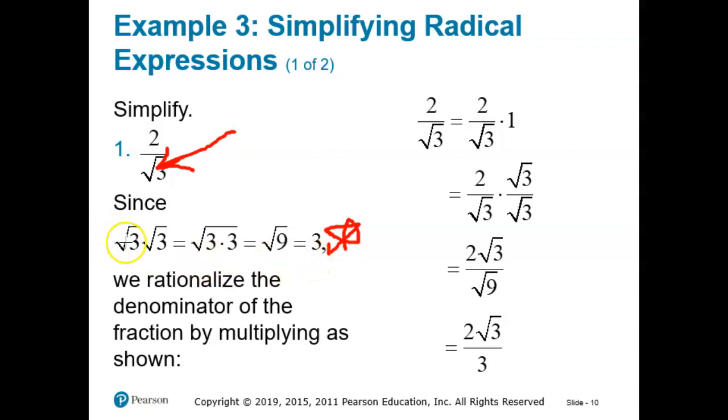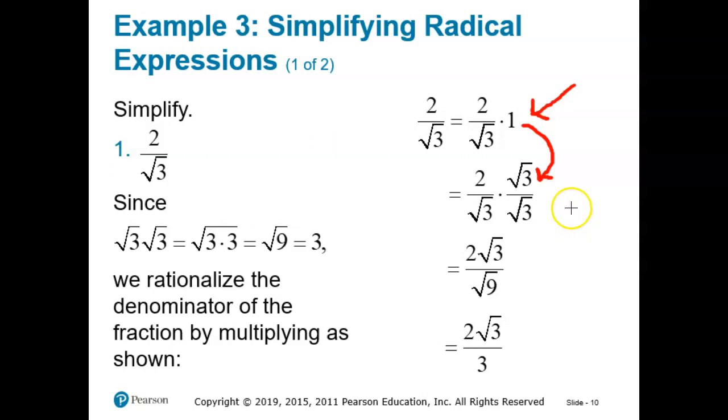So that is always your goal. Multiply the denominator by itself to get rid of the radical sign. So let's go over here. Now, we know that 2 over the square root of 3, we can multiply it by 1 and not change anything. The whole reason why they're showing you this is so that you know the reason why we can multiply by the square root of 3 over the square root of 3, because technically that's equal to 1. So that doesn't change the value of the original fraction.